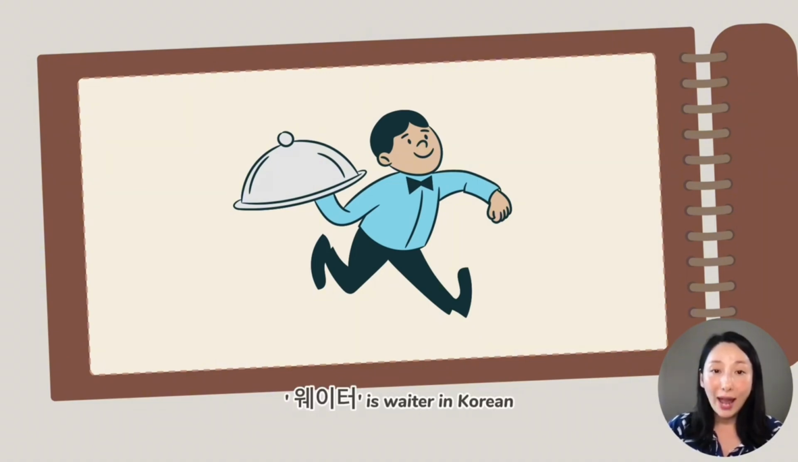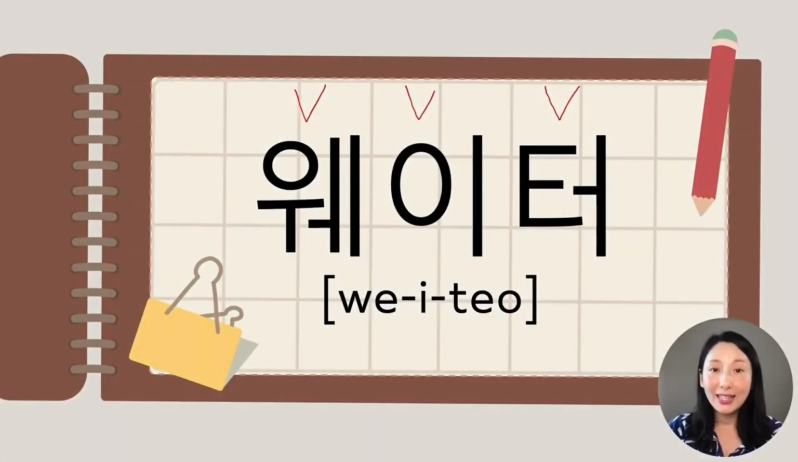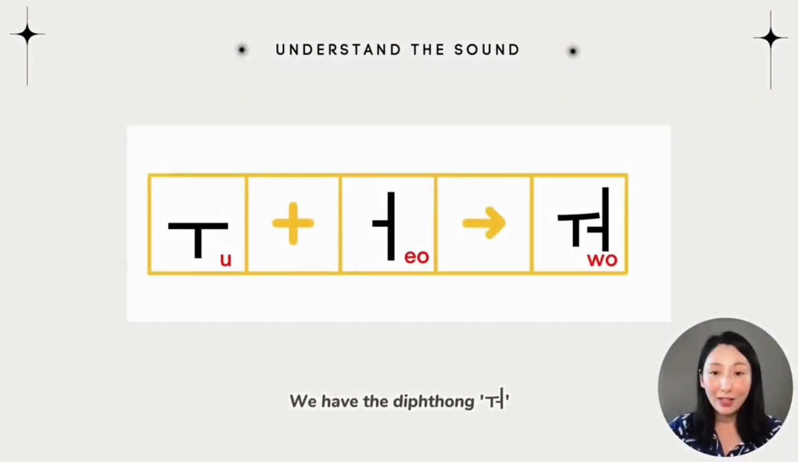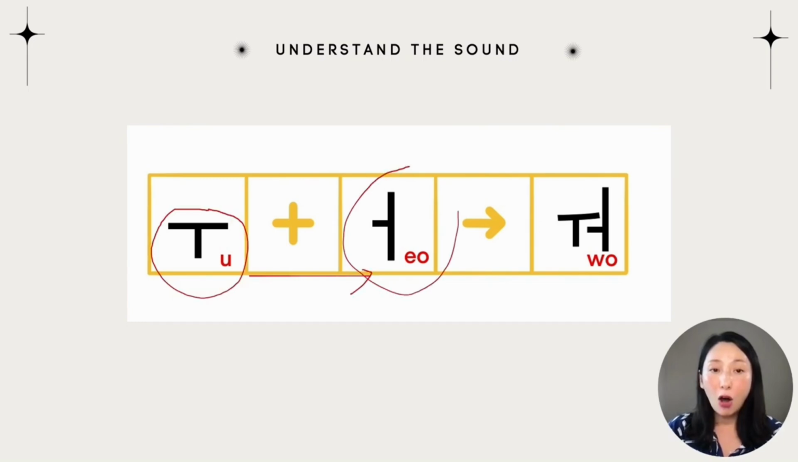Waiter is waiter in Korean. It's an English derived word. We have the diphthong wa, and it slides into a.